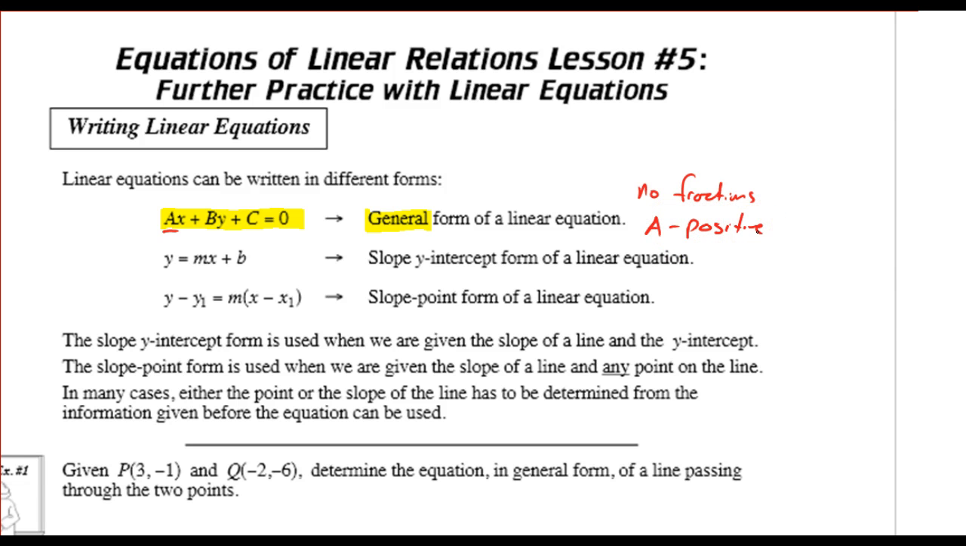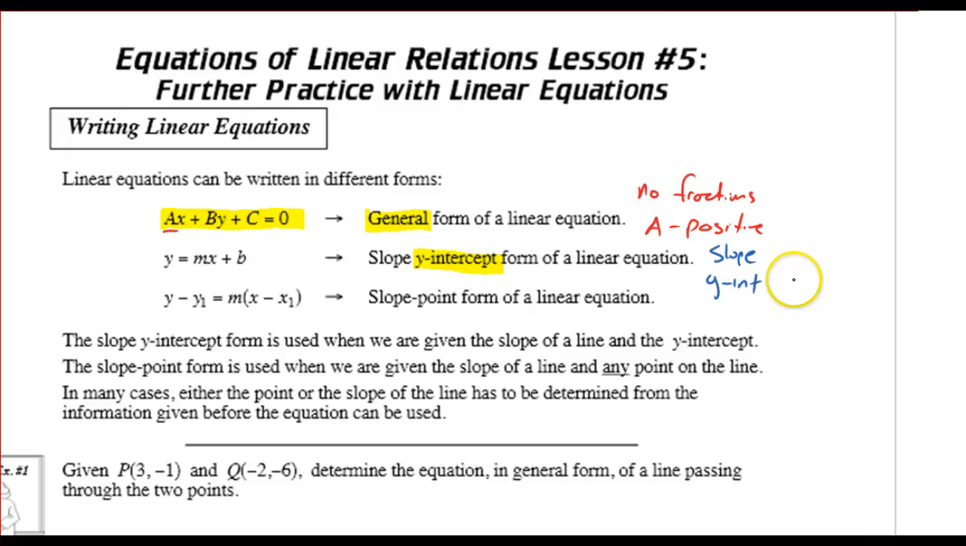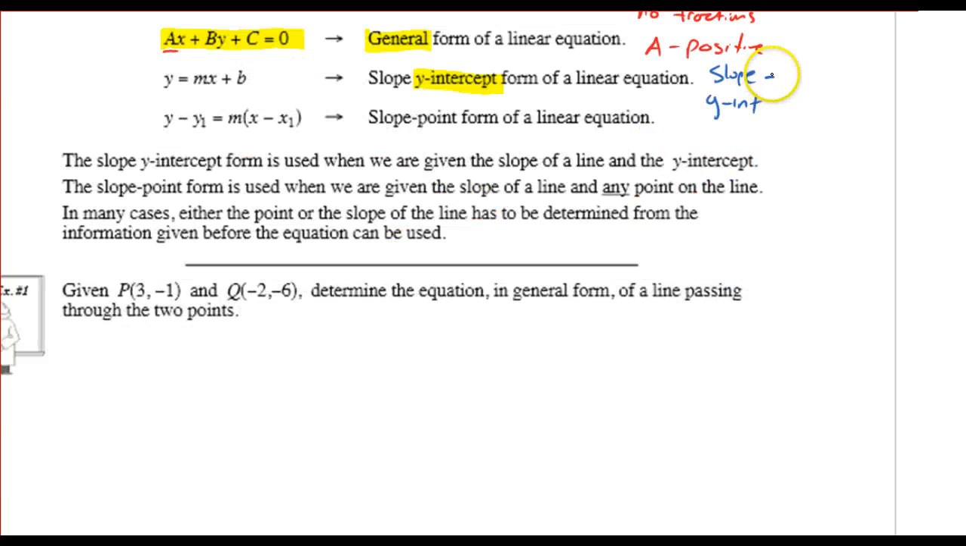Okay. The y-intercept form, just like it sounds like, it's useful when you have the slope and the y-intercept. So if you have those two things, okay, and this is designated by, the slope is designated by m, and the y-intercept is the b in the equation. So there's the m, there's the b.